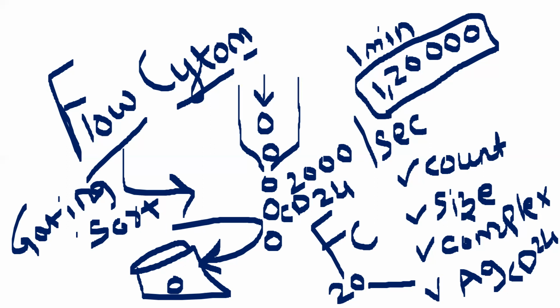So how does this flow cytometer count the cells? How does the flow cytometer measure the size, complexity, antigens? All these things we will discuss in the coming weeks. So how is it possible? That I will discuss now. I'm going to the next slide.